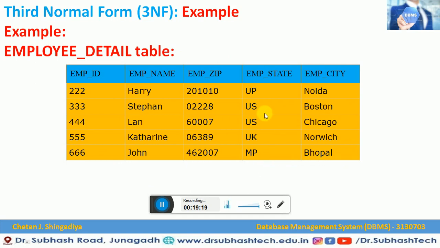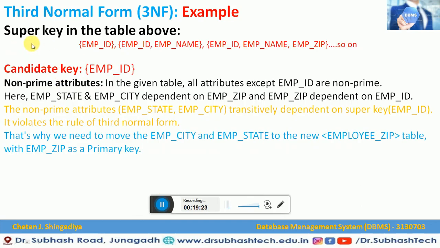Let's see how to understand how transitivity works. Now here in this table, the super keys in the table above are employee ID and employee name, employee ID, employee name, and employee zip, and so on.